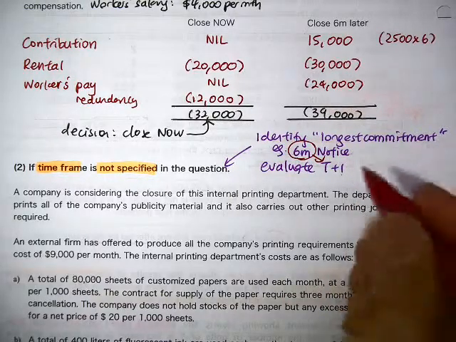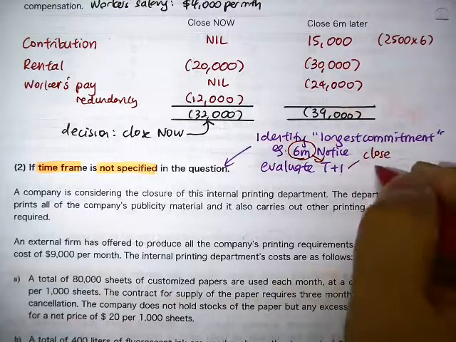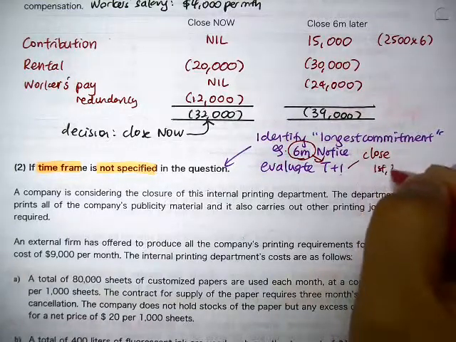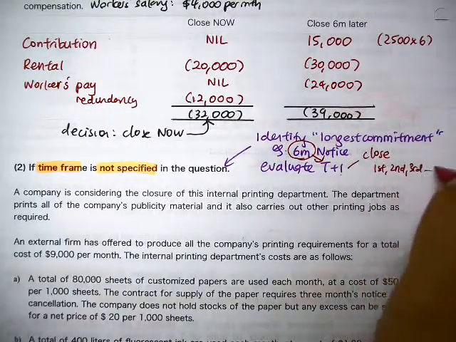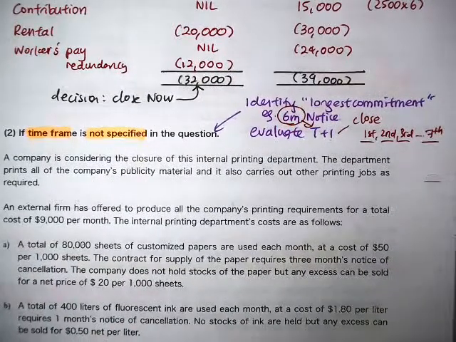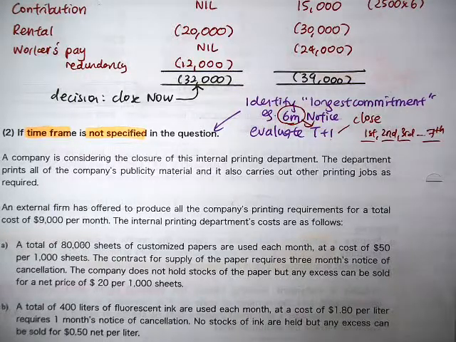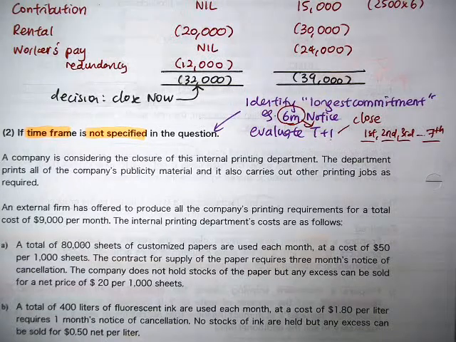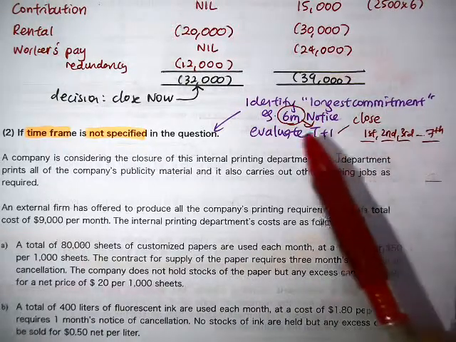So what do you mean by add one? That means you ask yourself, if you close in the first month, second month, third month, until the 7th month. Okay, you close in the first month, second month, all the way until the 7th month. Now, with all these months, which will be the month that you will start to enjoy saving? Now, the month that you will start to enjoy saving is the month you should close it. Okay, which can be earlier.